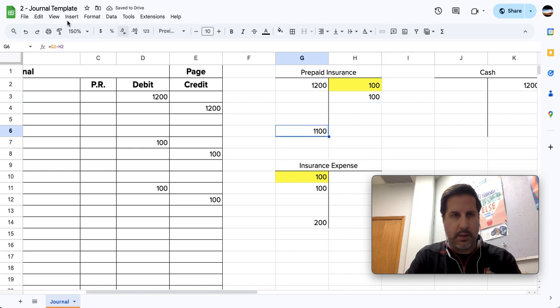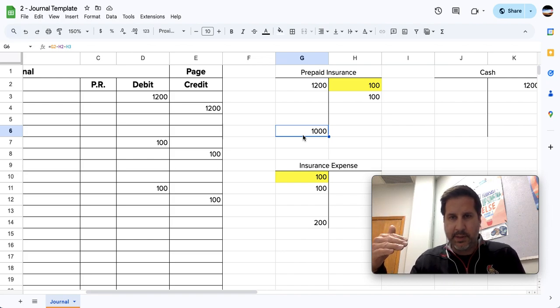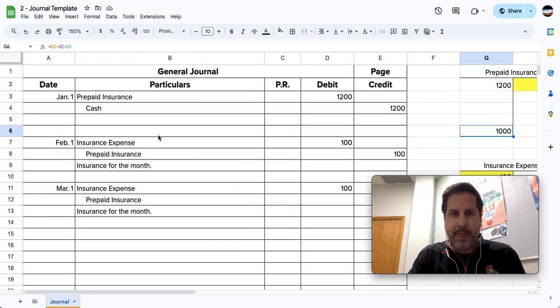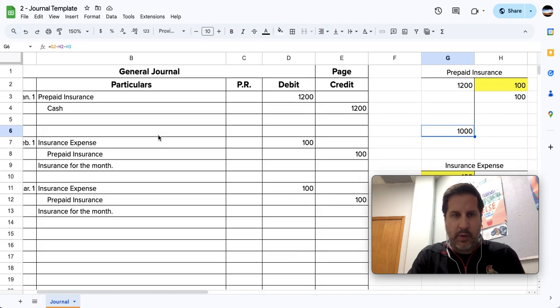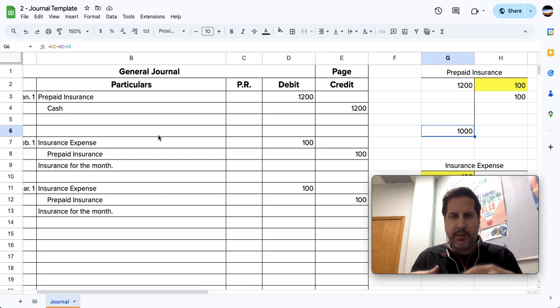And then I have $1,000 or 10 months of insurance left and so on. So what will happen is this is going to go down by $100 each month to the point where it's zero on December the 31st. Our insurance expense will go up by $100 each month to the point where it is worth $1,200. And that is the purpose of our adjusting entries, whether it's supplies or insurance or rent.